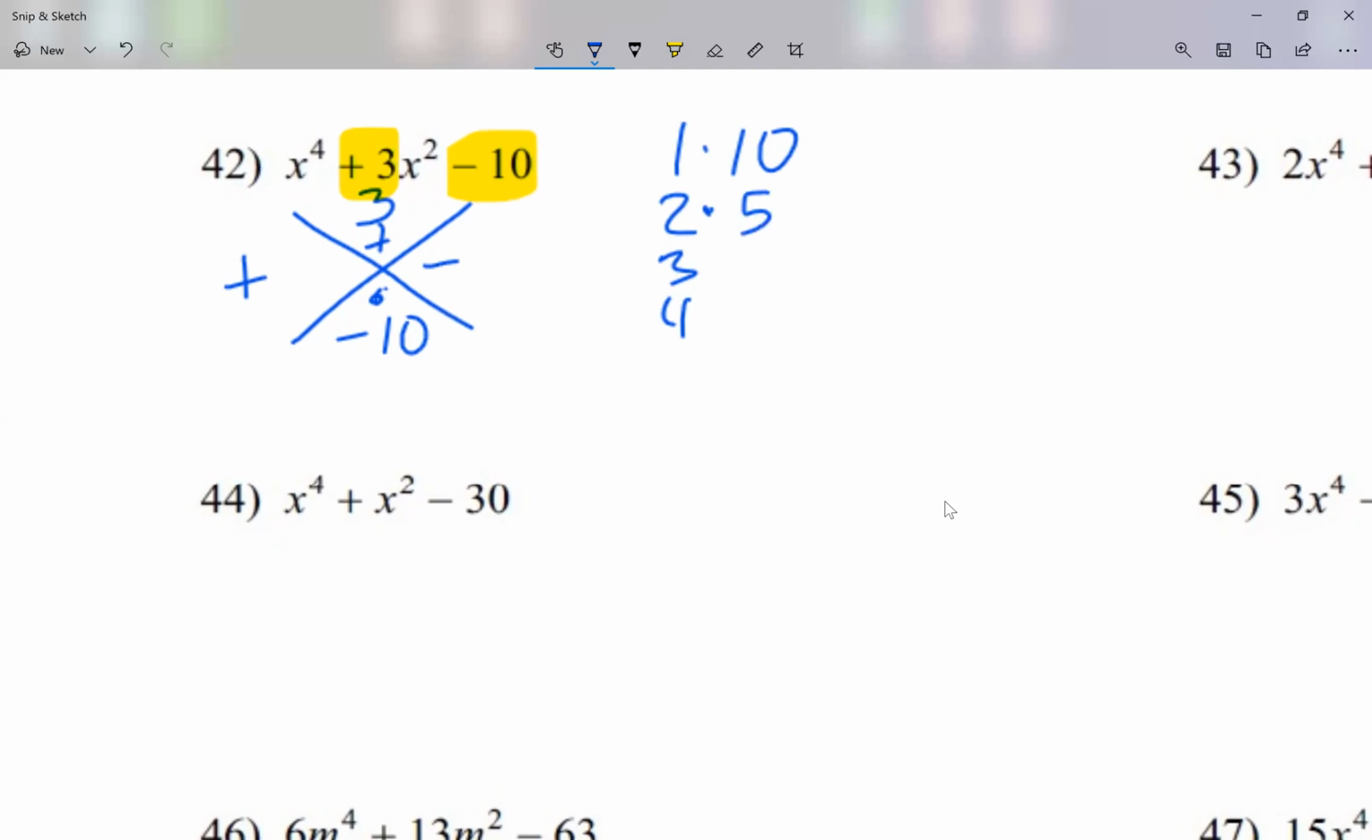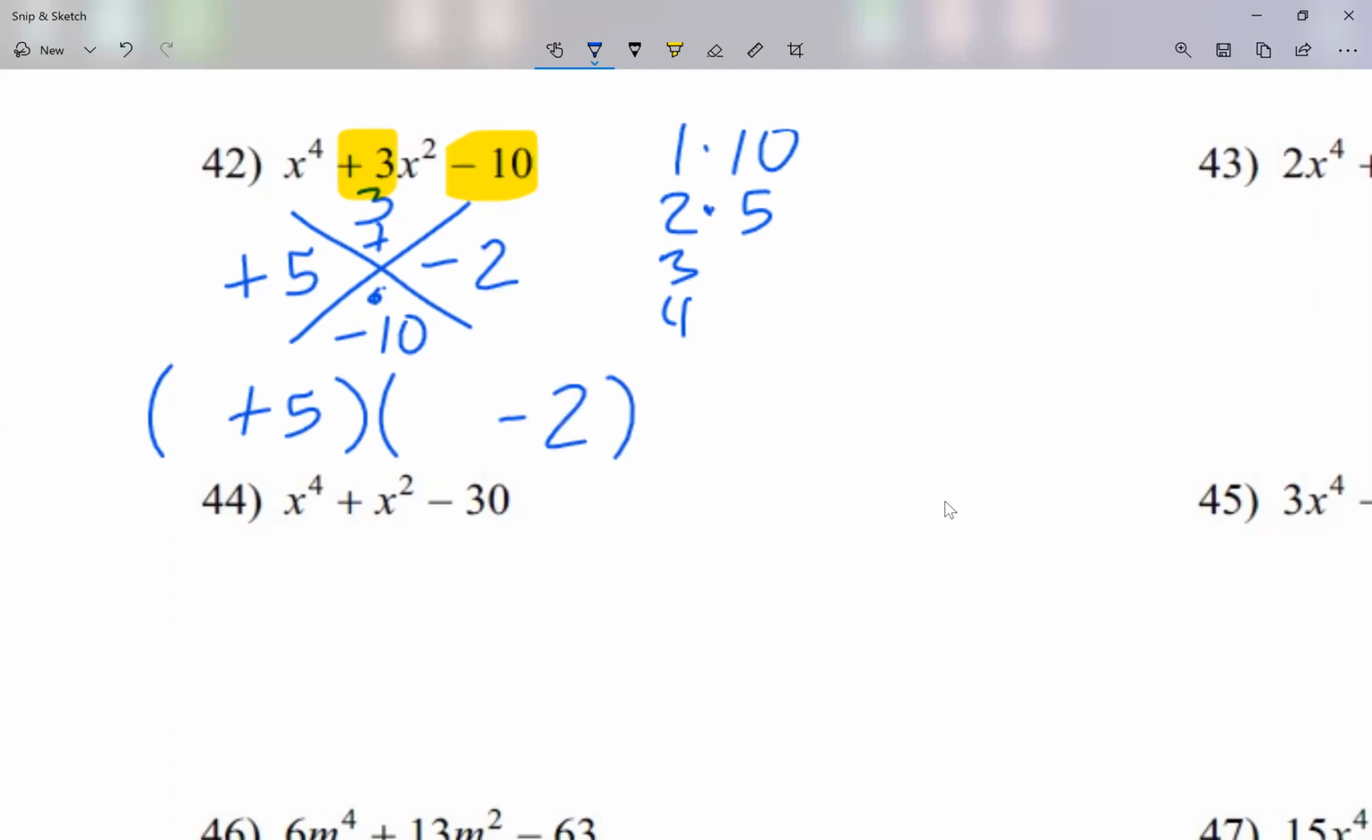Yeah, 2 times 5. Now, think about this. I'm looking for two numbers that multiply to -10 and add to +3. So this works: 2 times 5 is 10, and when I subtract, it's 3. So my numbers are +5 and -2. Now on my answer, I'm going to put two parentheses. One of them is going to end with +5, and the other is going to end with -2. You can see where I got the +5 and the -2 from.